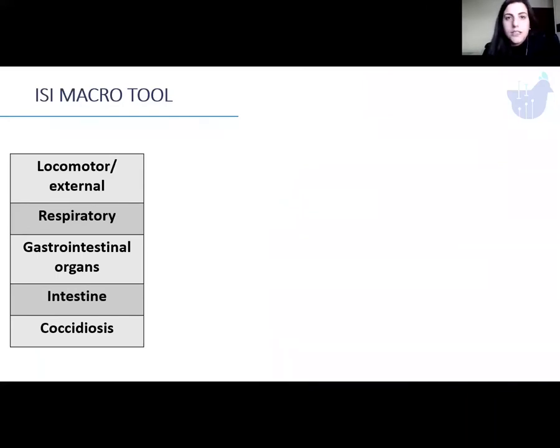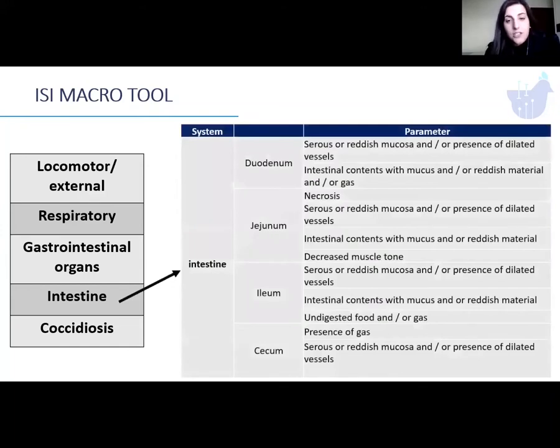So what is the ISI macro tool? It's a necropsy system where we have a pattern of lesions through scores. These lesions are divided by systems like locomotor, respiratory, gastrointestinal organs, intestine, and coccidiosis. For example, the intestinal system is divided by segments, so duodenum, jejunum, ileum, and cecum, and each one of these segments has parameters. These parameters are lesions. For these lesions, we give a score of 0, 1, 2, 3, as I will show you now.